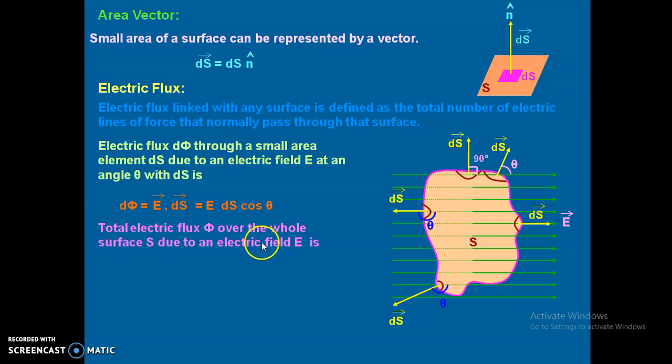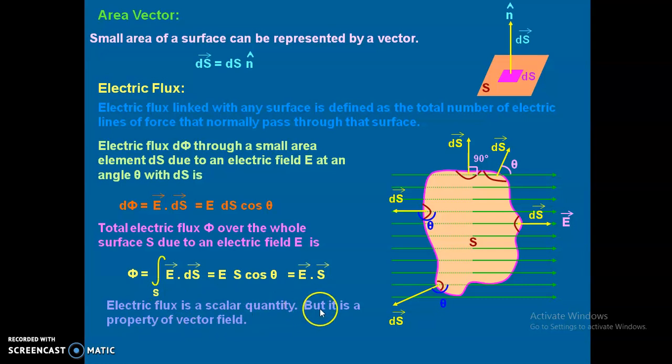It can also be written in another form after integration. The total electric flux phi over the whole surface S due to an electric field E is phi. When we integrate d phi, it will become phi, the integration of E dot vector dS, and which integral? Surface integral. When we expand this, E dS cos theta, E cos theta will be outside, the integration of dS will be S, so E S cos theta. Or we can write phi is equal to E dot S. When we write d phi, it will be vector E dot dS. When we write phi, it will become E dot S.